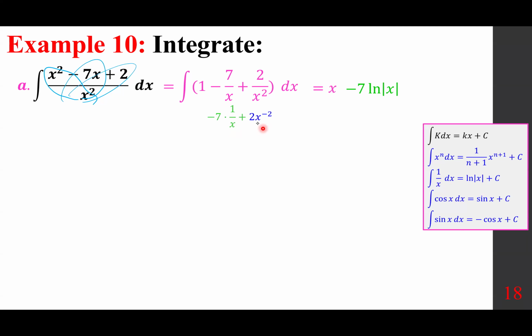And now this one, I want to show you using the power rule on this guy. That means 2 over minus 2 plus 1, x to the power minus 2 plus 1. And of course, we're going to add a constant. So this is negative 2 x to the power minus 1. So it's minus 2 over x. And of course, a constant.